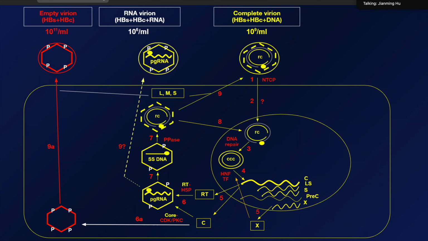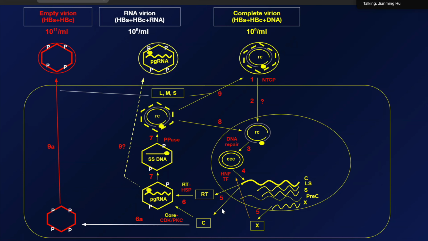So from cccDNA, the virus takes advantage of the host RNA polymerase II and transcription factors to produce all those viral RNAs that I just talked about. Those viral RNAs are then exported outside the nucleus to produce the viral proteins. And as I mentioned, the reverse transcriptase protein, the capsid or C protein, the X protein. The RT and capsid protein then come together with the pregenomic RNA to form the so-called immature nucleocapsids.